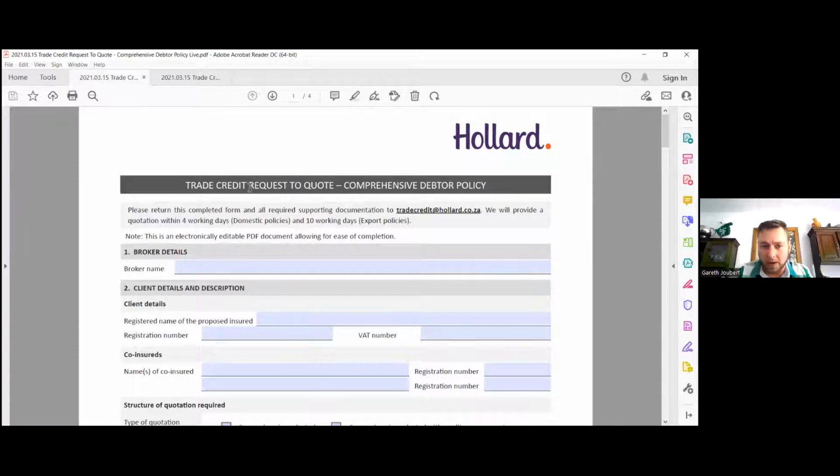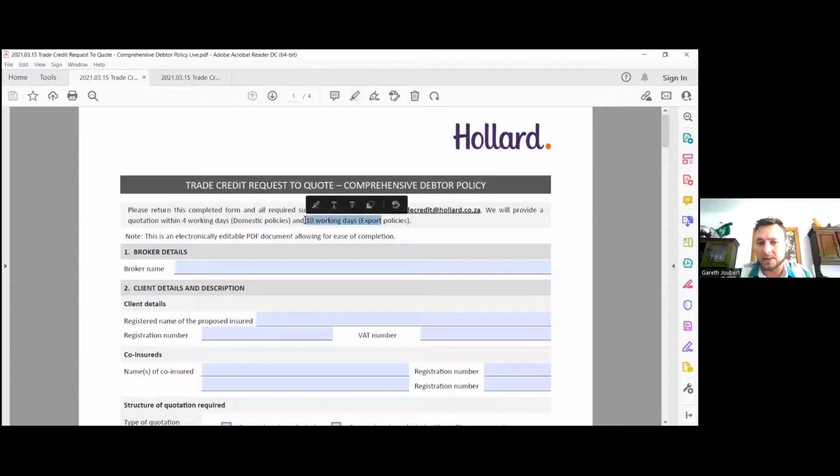So this is the trade credit request to quote for the comprehensive policy. That's when you are looking for a batch of clients, a bundle of clients, all the clients. It's up to your clients, and I'll show you where they choose that. We need this form completed and sent through to the trade credit team at hollard.co.za. We will provide a quotation within 4 working days. If we aren't doing that, please let us know so we can get on that.